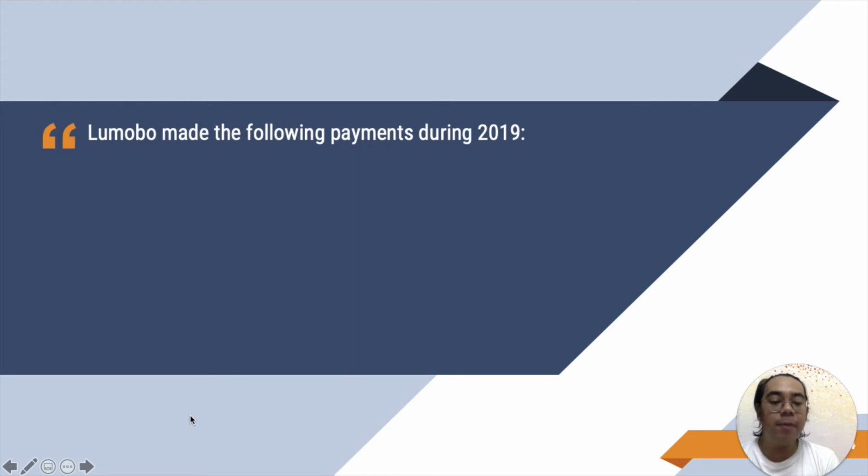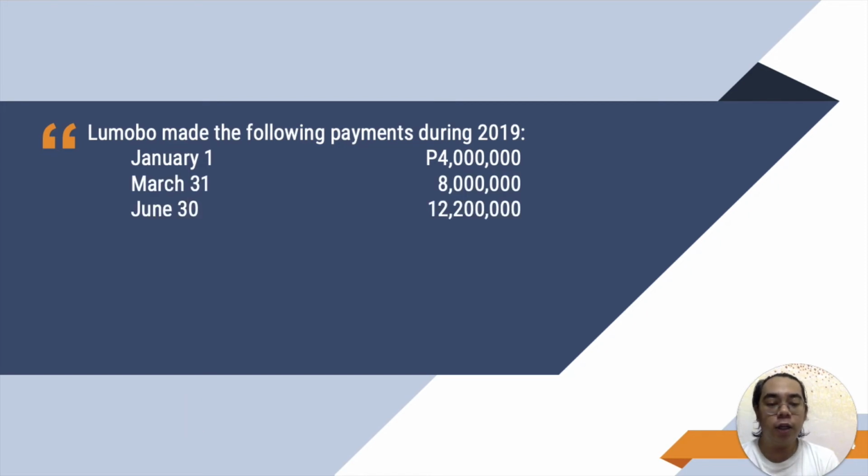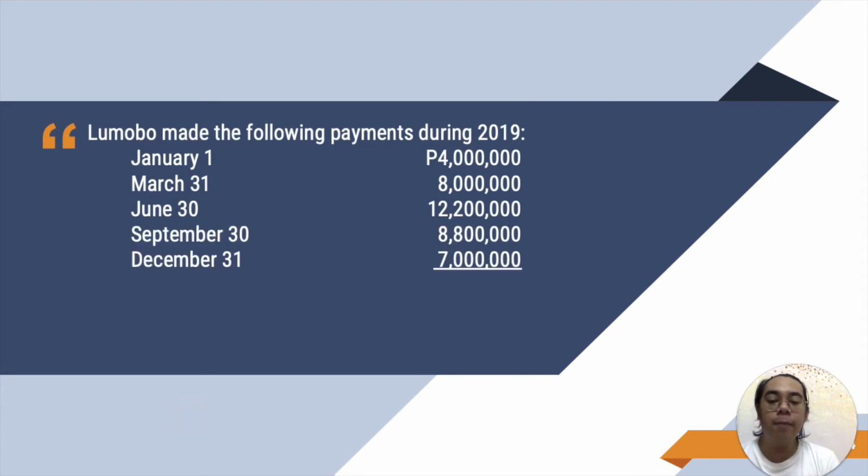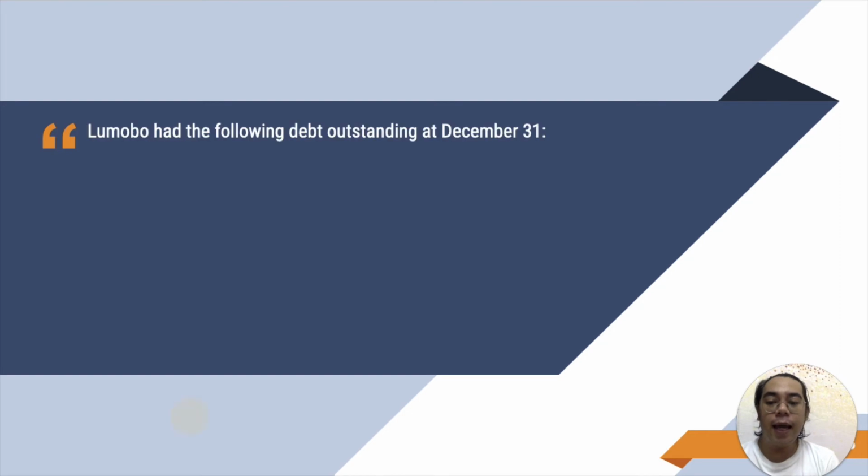These are the payments made during 2019. January 1, 4 million. March 31, 8 million. June 30, 12 million 200 thousand. September 30, 8 million 800 thousand. December 31, 7 million, for a total of 40 million pesos. And Lumobo had the following debt outstanding at December 31.